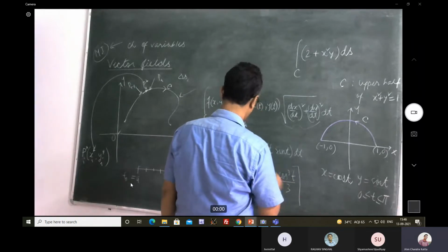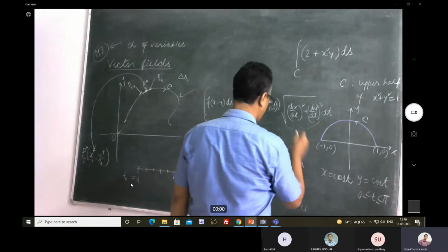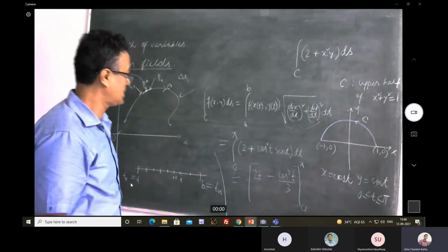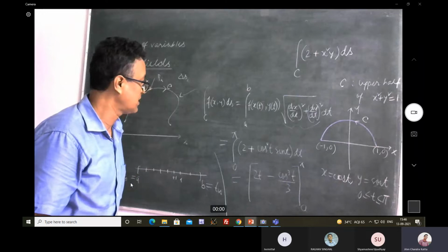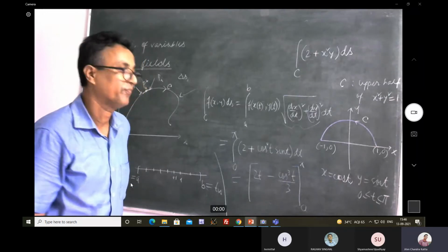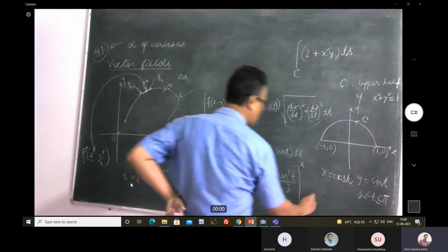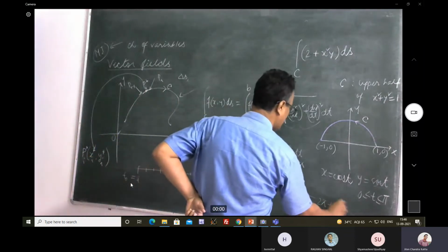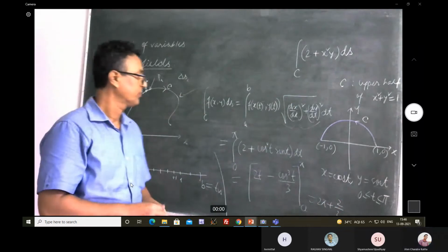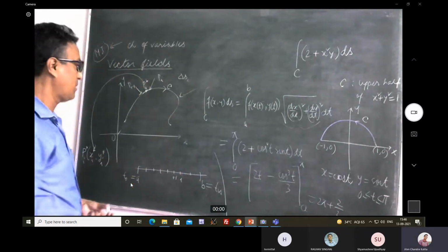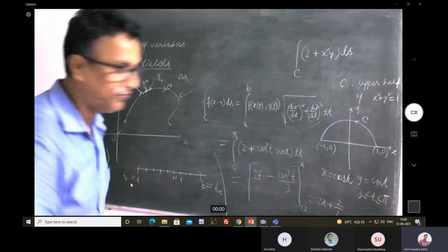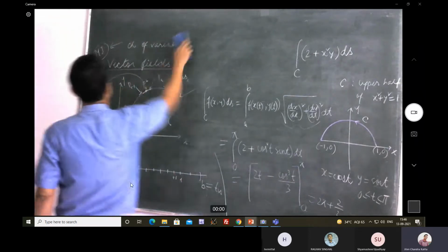Am I okay? So you simply perform this. You are going to get 2 pi minus 1 by 3 times minus 1 minus 1, so 2 pi plus 2 by 3. It should give you 2 pi plus 2 by 3. You check it. Because cos pi is minus 1, and minus cos 0 is again 1. Okay, fine.